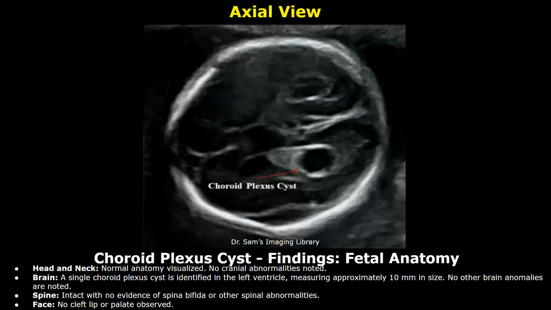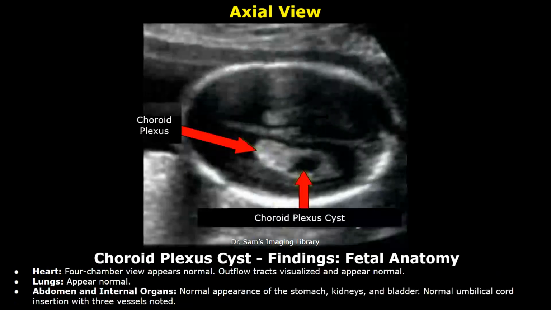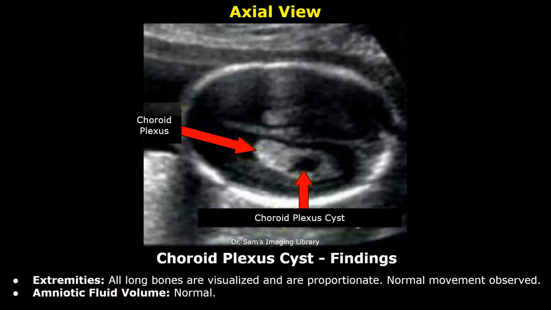The spine is intact with no evidence of spina bifida or other spinal abnormalities. The face is also normal. The heart, lungs, abdomen and internal organs are all normal. The extremities and amniotic fluid volume are normal as well.